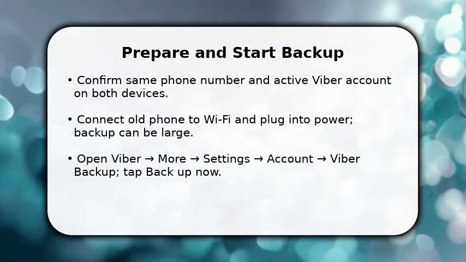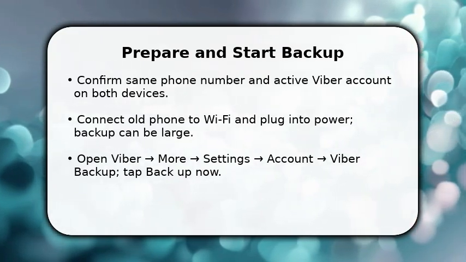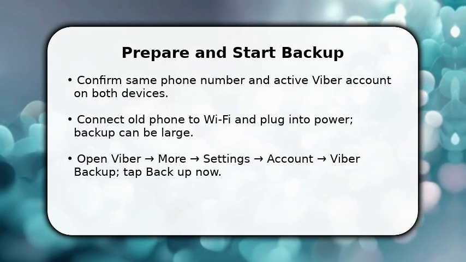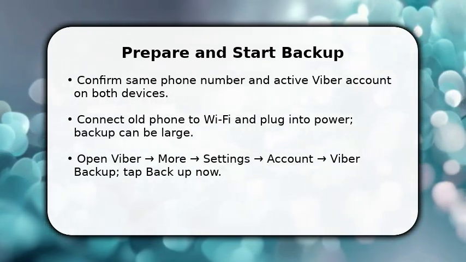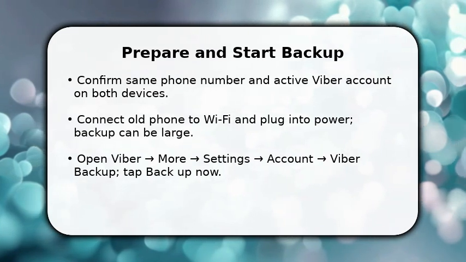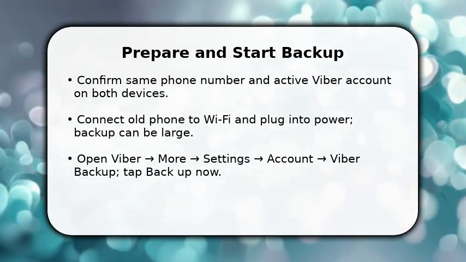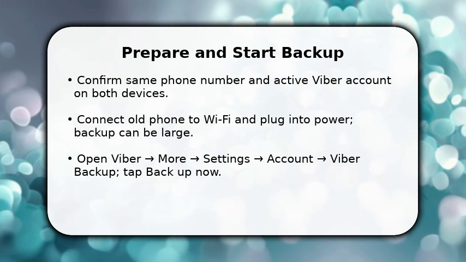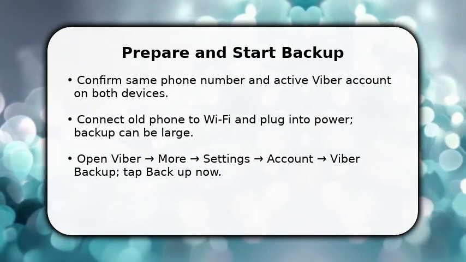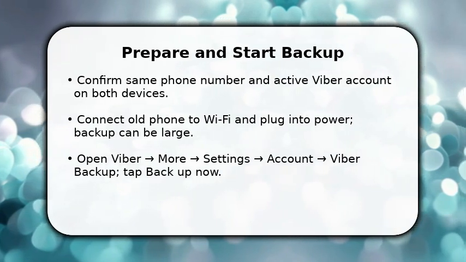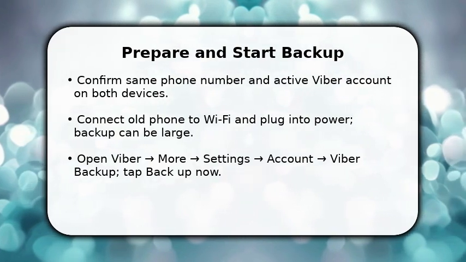You begin on the old phone. Make sure you're signed into the exact Viber account and phone number because backups tie to that identity. Once done, connect to stable Wi-Fi and AC power to avoid interruptions, then open Viber and follow More > Settings > Account > Viber Backup. Tap Backup Now. This saves messages and media to your cloud account. Start the process immediately to prevent new messages from creating gaps between devices.